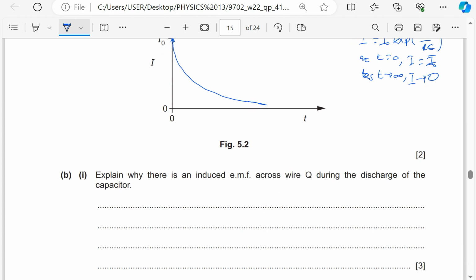Then explain why there is an induced EMF across Q during the discharge of the capacitor. Of course, that is obvious. When there is discharge, the PD across P changes, the current through P changes, and if the current through P changes, it gives rise to a changing magnetic field around P. A changing magnetic field around P cuts or is being cut by the wire Q, which by Faraday's law means an EMF is going to be induced. And if an EMF is induced, it must be registered by the voltmeter.